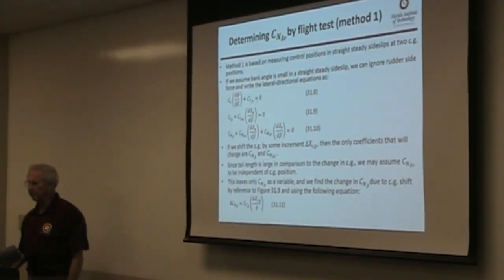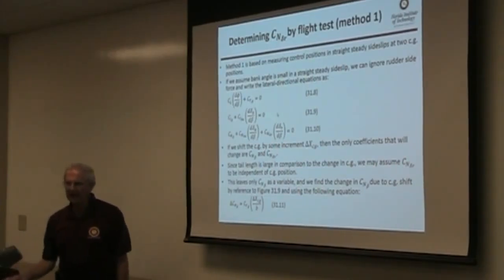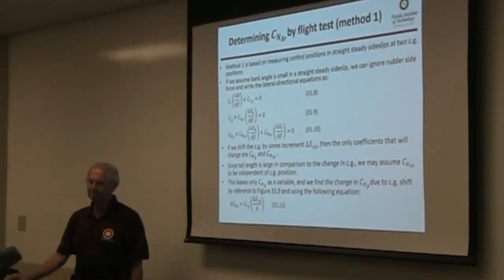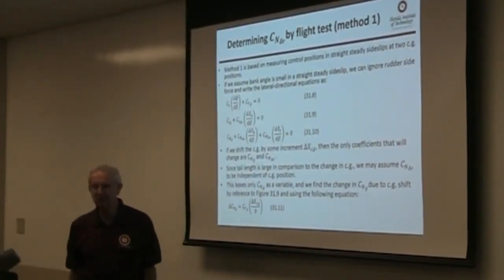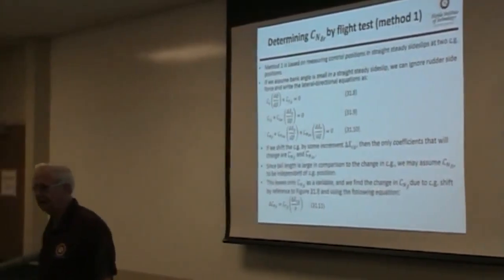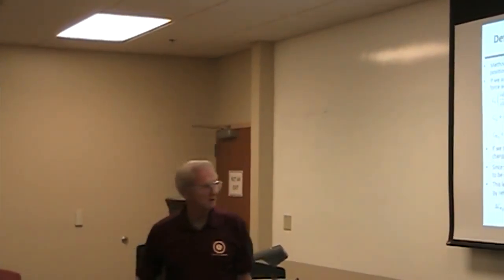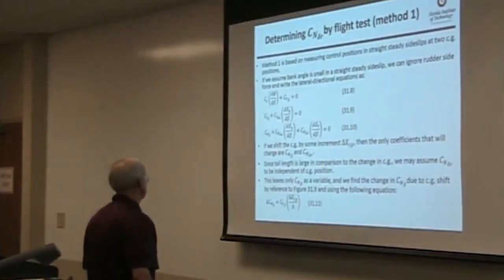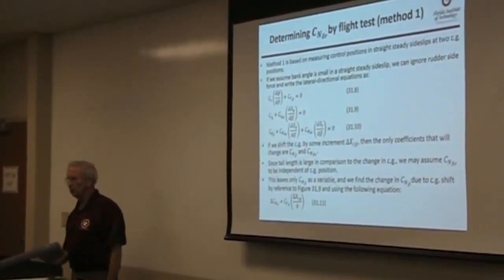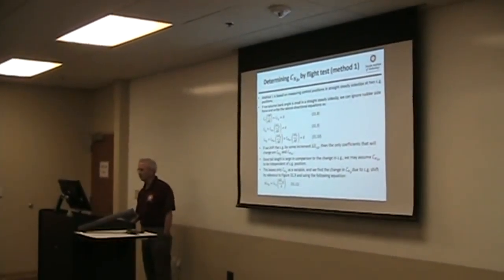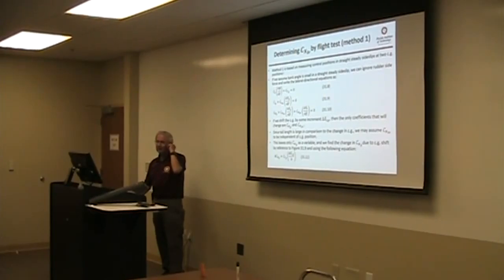Or you can determine it by flight test. And you already have the data to do that. You got it from loading at 2 different CGs doing lateral directional stability. And we'll show you how that came about. So we measure control positions in a straight, steady side slip at 2 CG positions. That's what we did last flight.